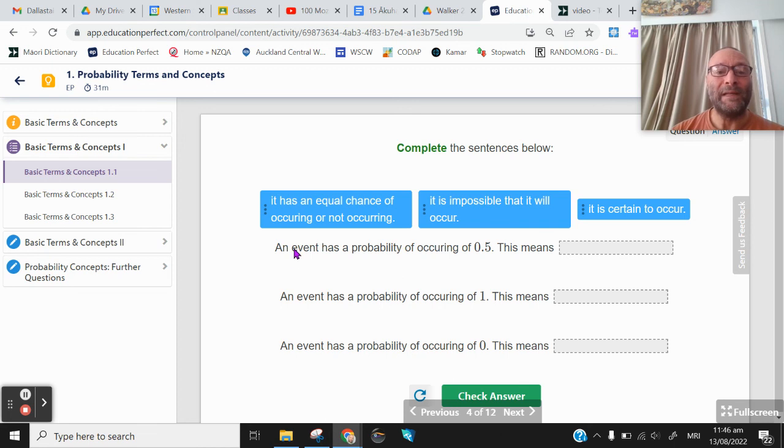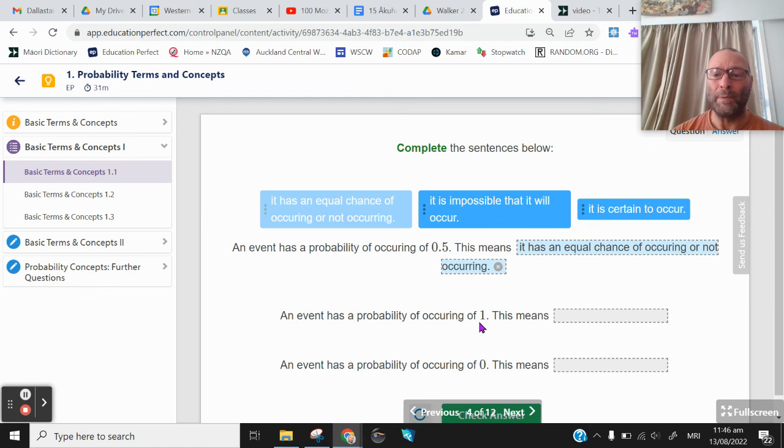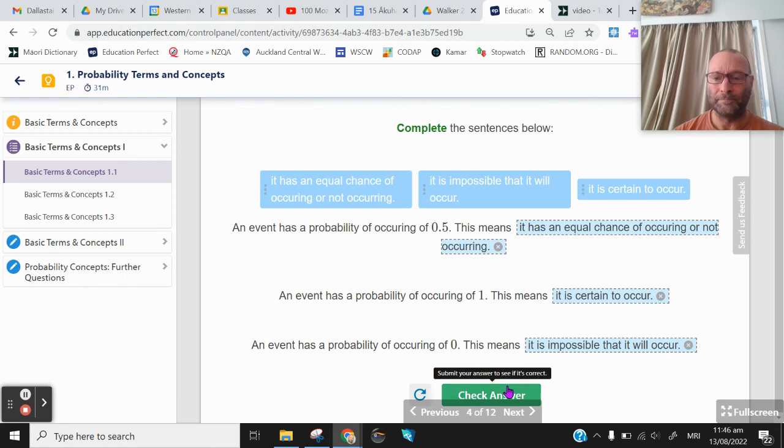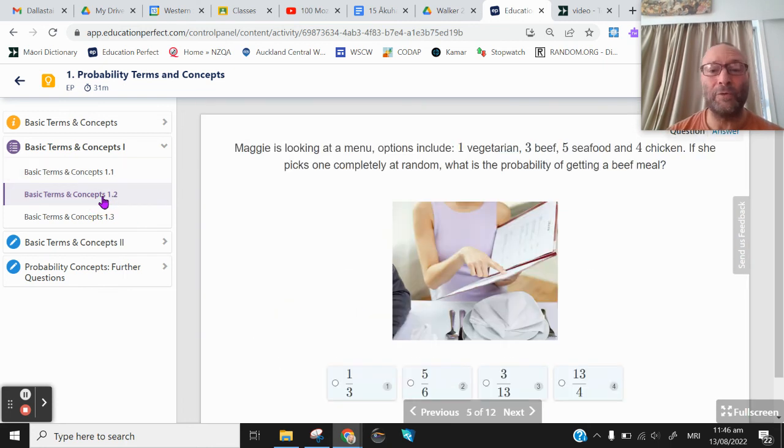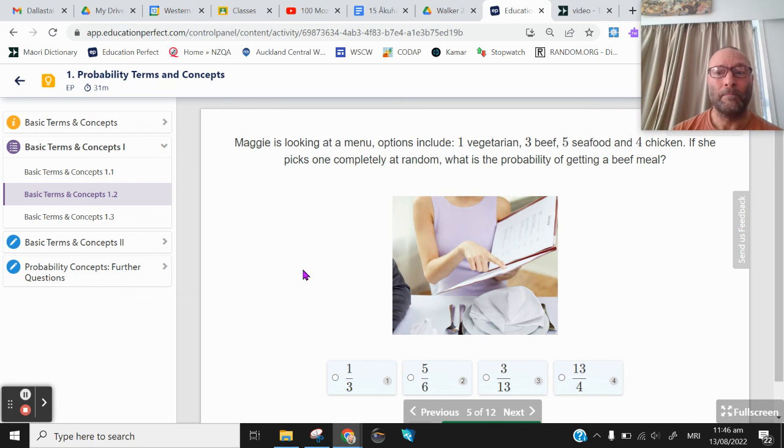All right. If an event has a probability of 0.5, equal chance of occurring or not occurring. Probability of 1, certain to occur, and 0 probability, impossible. Well done. Let's try another one. Please pause the video. Try this question on your own.